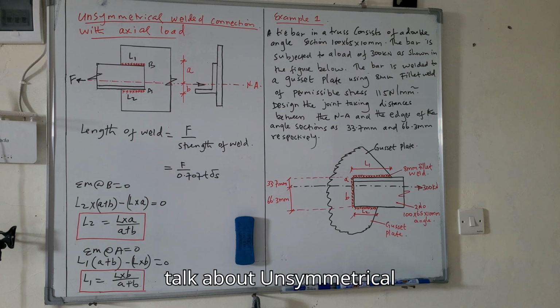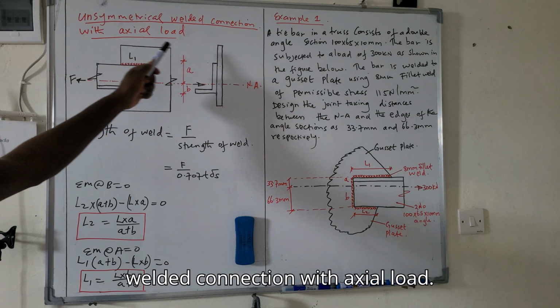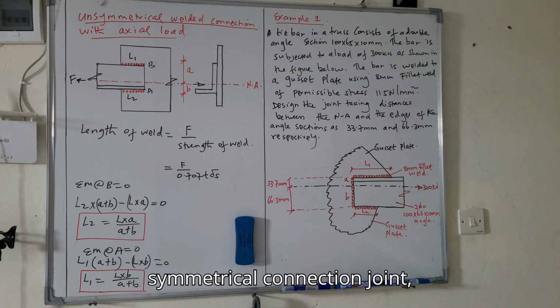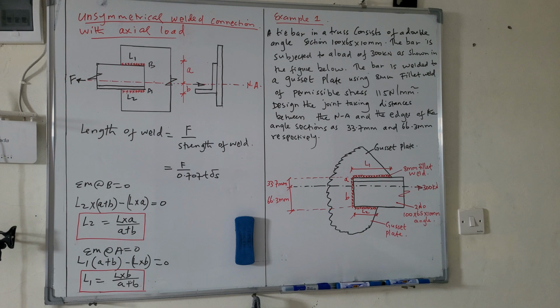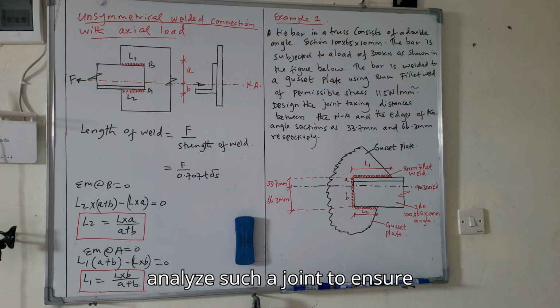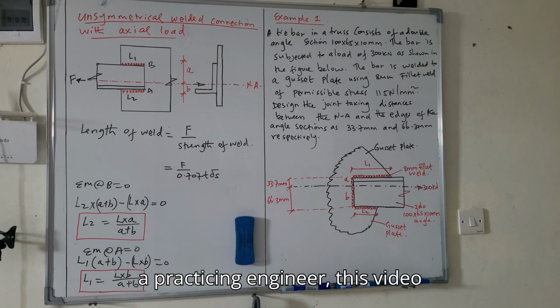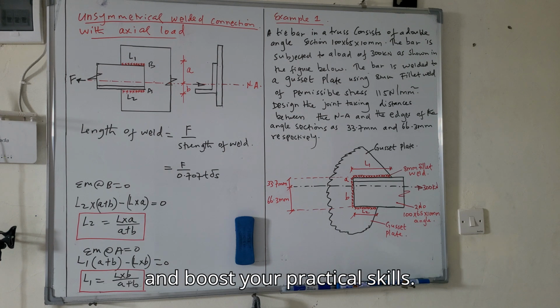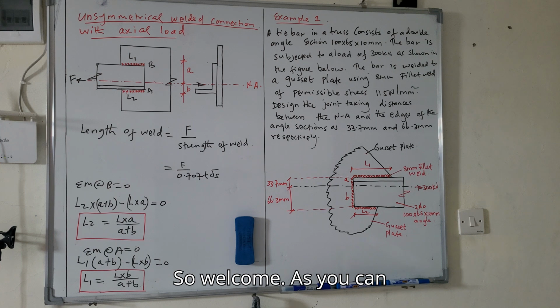Today I want to talk about unsymmetrical welded connection with axial load. Under this topic I will be talking about what an unsymmetrical connection joint is, the forces involved, and how to analyze such a joint to ensure safety and efficiency. If you are a civil student or a practicing engineer, this video is designed to build your understanding and boost your practical skills. So welcome.